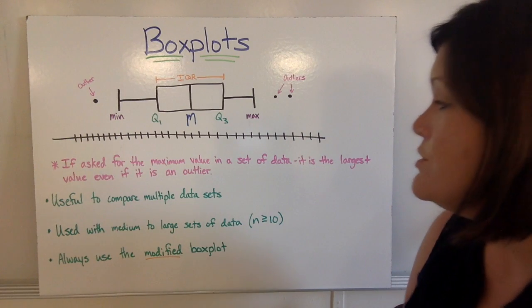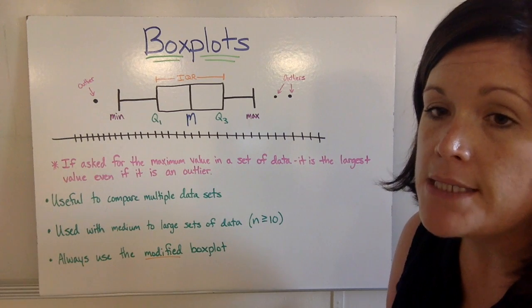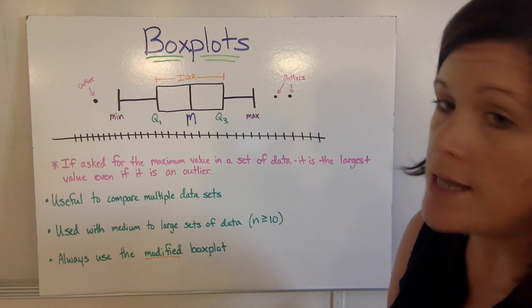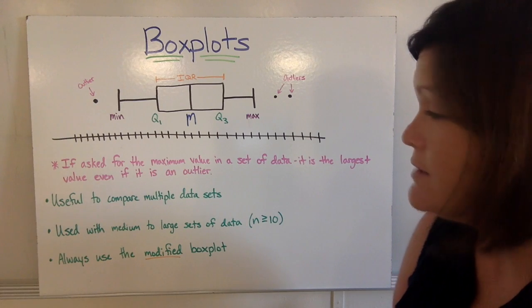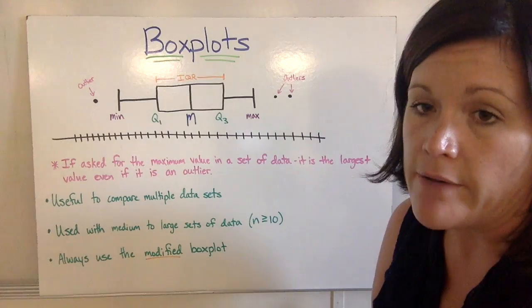Then it's also used with medium to large sets of data. Never make a box plot when you have less than 10 data points because that is not representative of a small set of data. And then, like I already said, we always use the modified box plot.